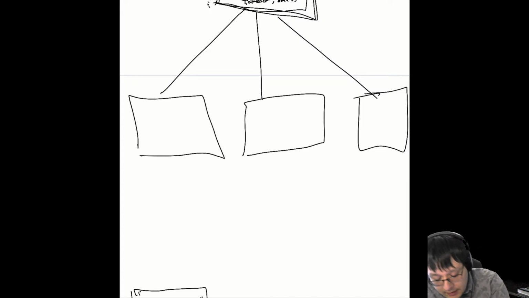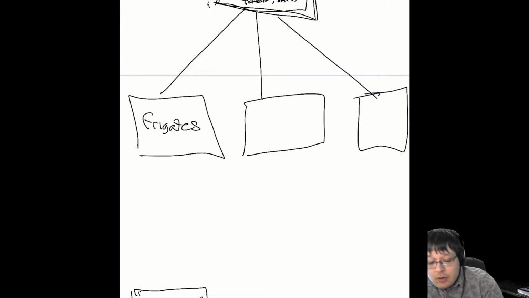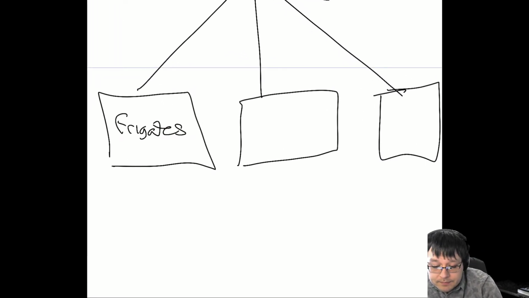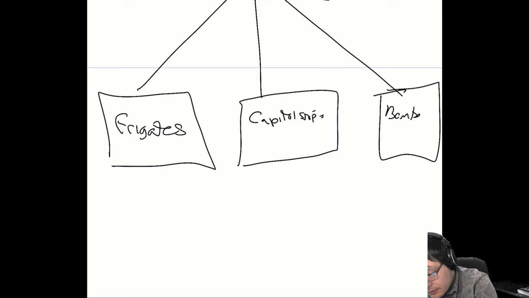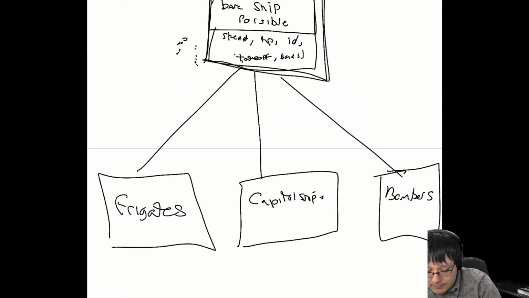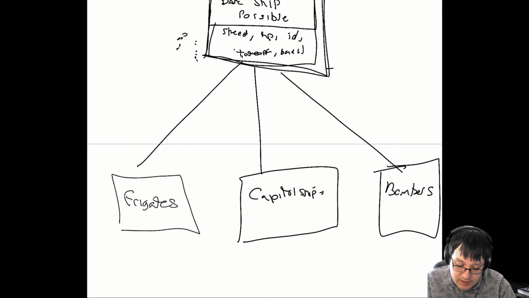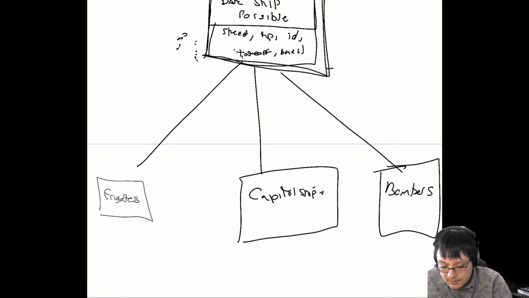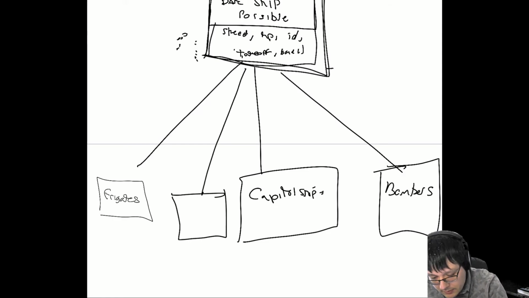We have frigates, which are like bigger ships. We have capital ships. We have bombers. And maybe one more, actually. I kind of want to form a tree, so I might have to squish things together here for a second. So let me shrink this down. Fighters.